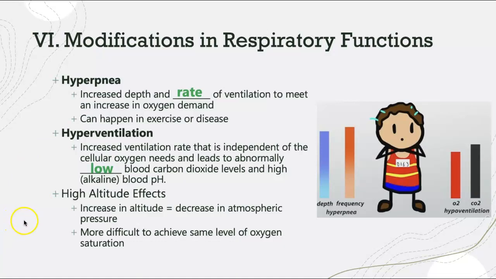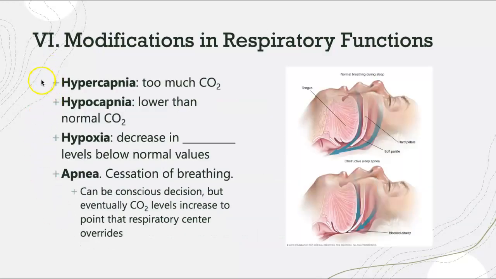We can also see some effects taking place when we are at higher altitudes. As we go to higher altitudes, like places in Colorado or maybe on some mountains in Utah, we can get a decrease in the atmospheric pressure, which is going to make it difficult to have the same level of oxygen saturation. Some other terms would be hypercapnia, which is too much carbon dioxide. And then if we have too little carbon dioxide, that is called hypocapnia. When we have too little in our oxygen levels below our normal values, that is going to be called hypoxia.